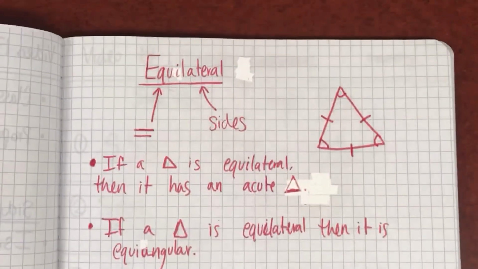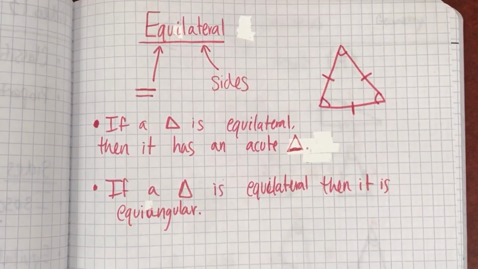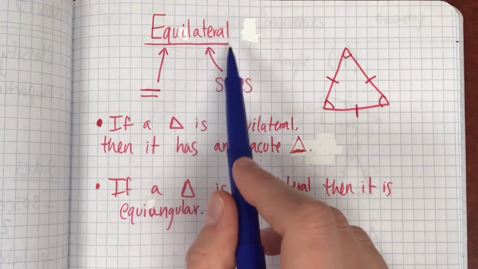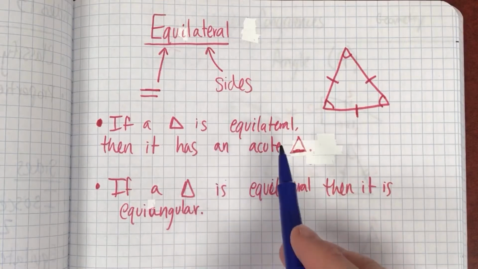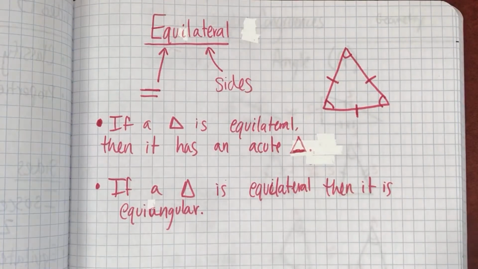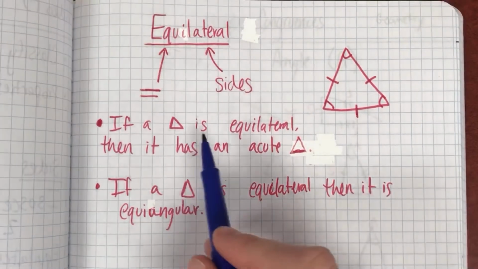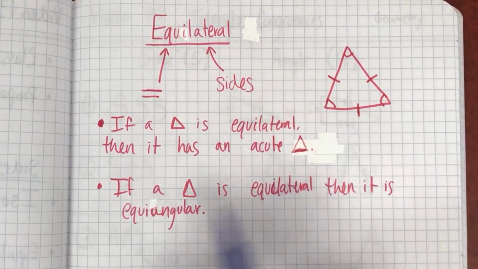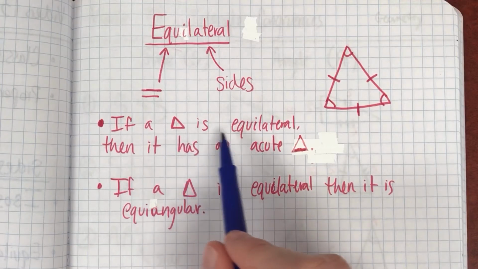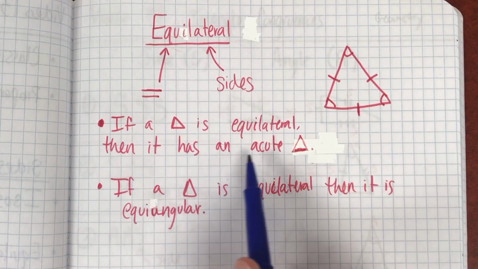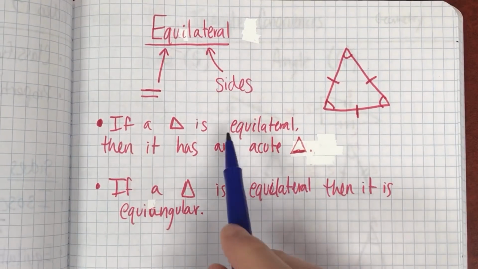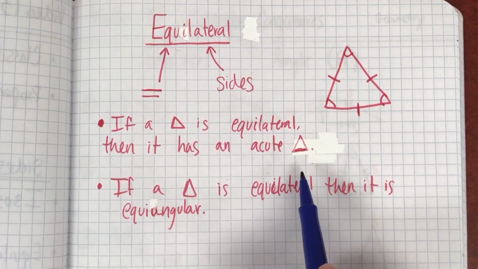And then our equilateral triangle. All sides are the same. So equi means obviously equal, and lateral is sides. So we have equal sides. So all of our sides are the same, and these two bullet points say that all of our angles will be the same. So if a triangle is equilateral, then it is an acute triangle. So if it's equilateral, it is also acute.